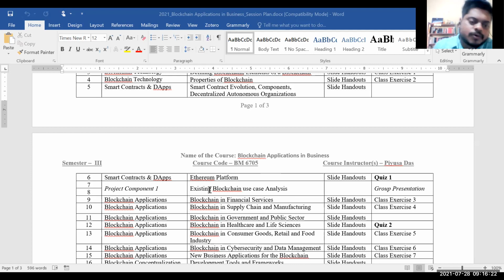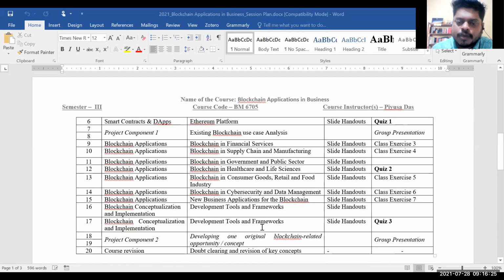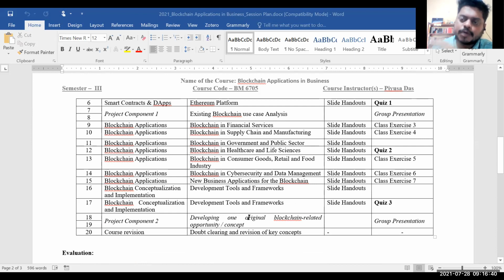Once we complete those, we'll get into the development tools and frameworks. Like I said, I'll not get into the detailed coding part. I'll show you a no-code platform and how to create a blockchain. Using that, for your last component, in the 18th and 19th sessions, you should be able to create a framework. If I want to create a blockchain for supply chain or financial services, how will you create it? That will be your last presentation, which is again part of your project.